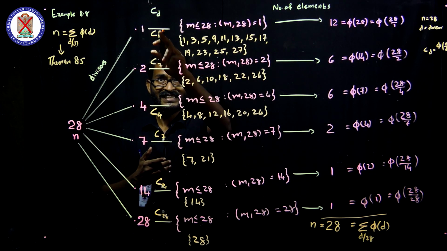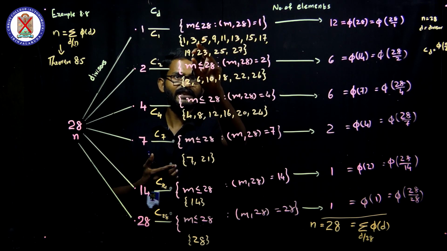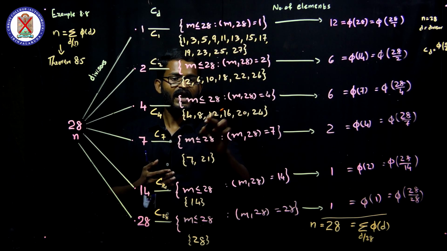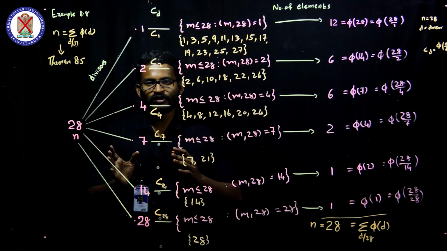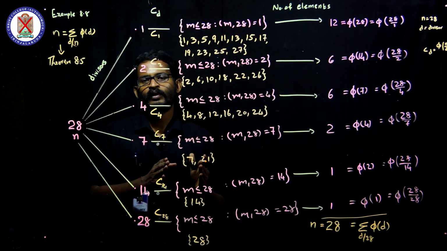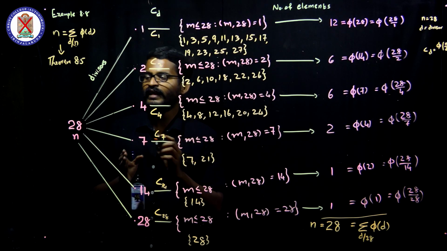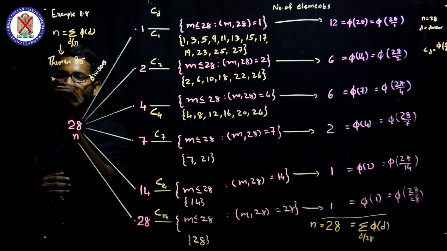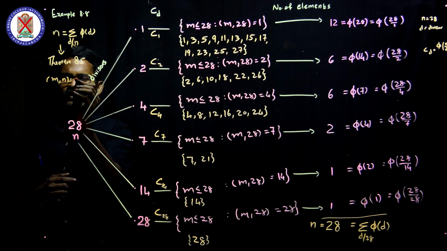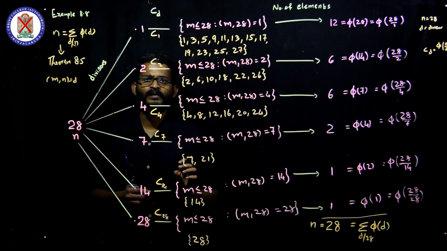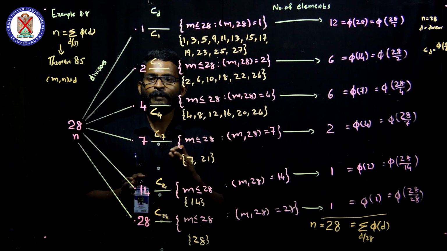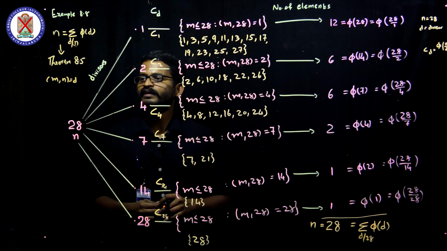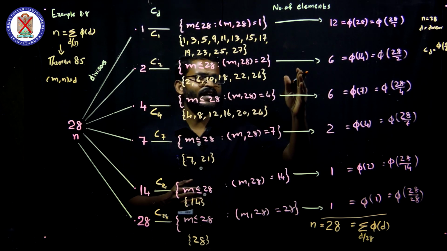Cd is the collection of all numbers less than or equal to n. From this example, C1 is the collection of all numbers, and these are the elements in C1, and all these numbers are less than or equal to 28. So Cd is the collection of integers m less than or equal to n such that the GCD of m and n is equal to d. These are the Cd.